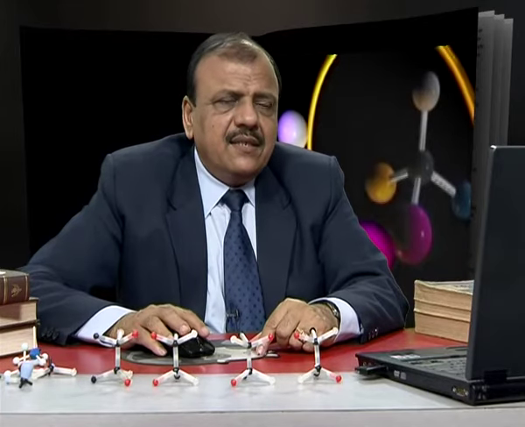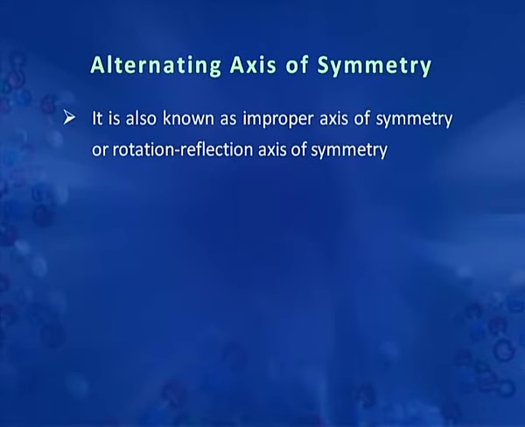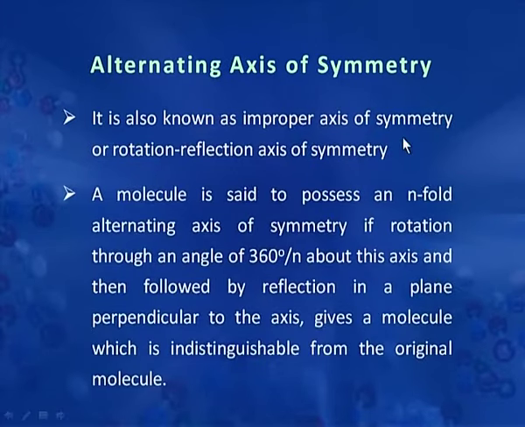Then next is alternating axis of symmetry. Alternating axis of symmetry is also known as improper axis of symmetry or also rotation reflection axis of symmetry. A molecule is said to possess an n-fold alternating axis of symmetry if rotation through an angle of 360 by n about this axis, followed by reflection in a plane perpendicular to the axis, gives a molecule which is indistinguishable from the original molecule.